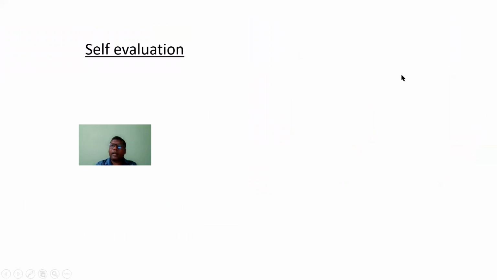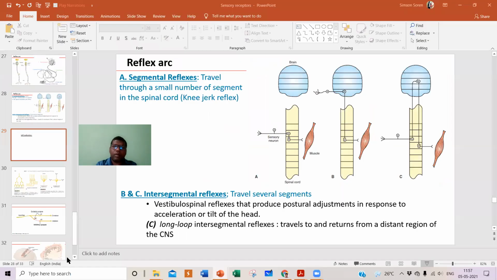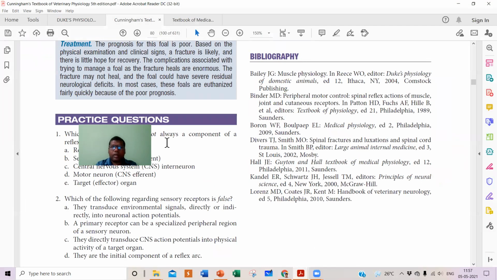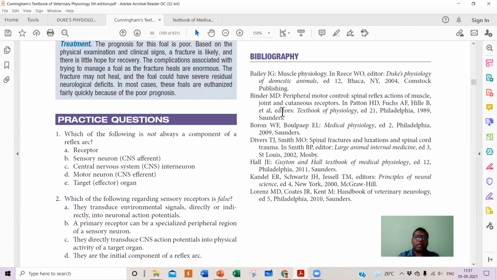So let us evaluate what we have learned just now. This is Cunningham's Physiology, 5th edition. These are some practice questions. So what we have discussed, let us see. Which of the following is not always a component of a reflex arc? Receptor, sensory neuron, central nervous system, interneuron, motor neuron, target organ. Yes, it is the interneuron. It may not always be necessary to form a reflex arc.